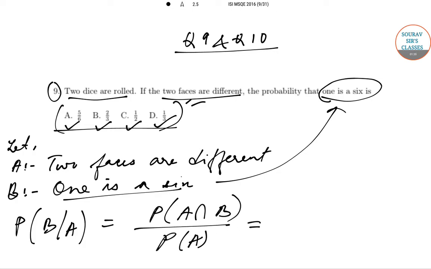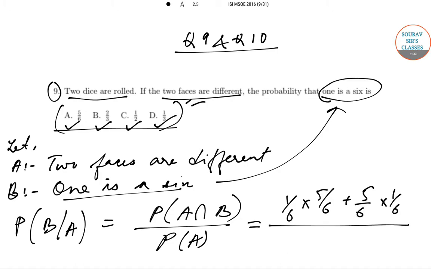Now P of A intersection B is, suppose the first dice takes the value 6, so that will be 1 by 6, and the second dice can take any of 5 different values, that will be 5 by 6. Similarly, if the second dice takes the value 6, the first dice has to take one of 5 different values. So this is A intersection B.